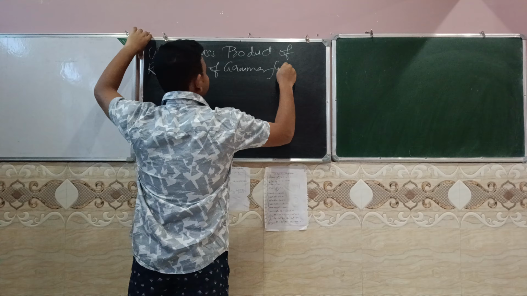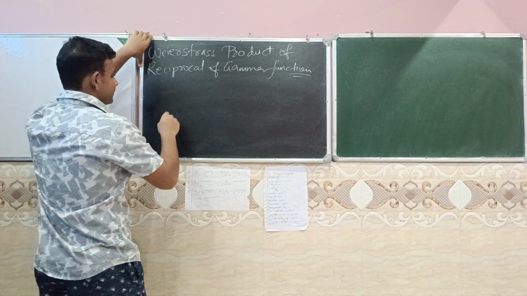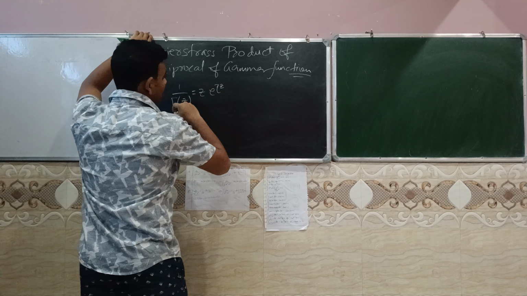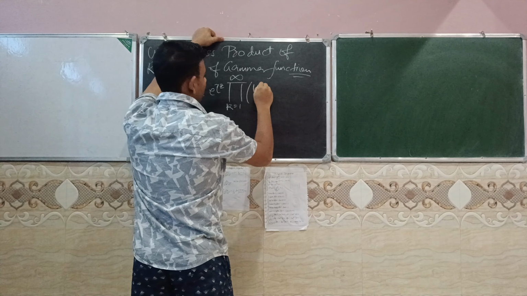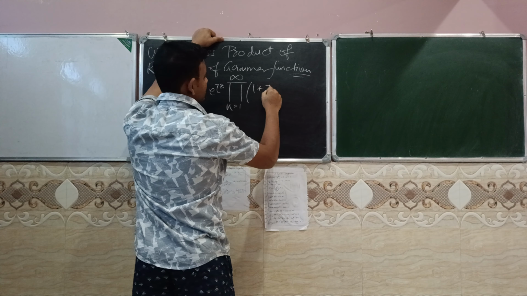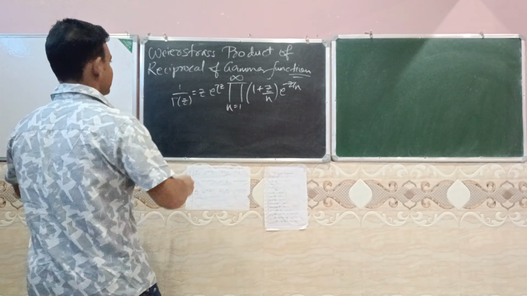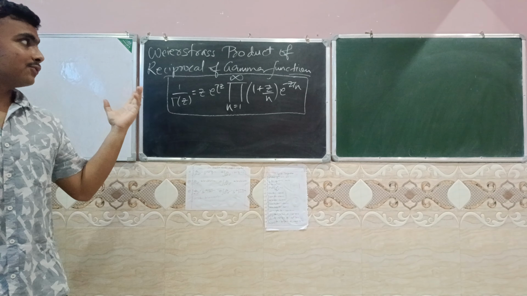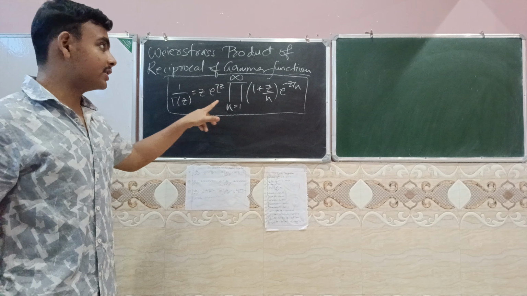And we have proven this. If you are a daily viewer of my channel, you must have an idea about that as well. So basically it is 1 over gamma of z equals z times e to the Euler-Mascheroni constant times z, and times the infinite product as n goes from 1 to infinity of z over n and e to the negative z over n. So this is the Weierstrass product for the gamma function, and this is pretty amazing. I have proved this, and the proof of this one is also amazing, so you can consider watching that.